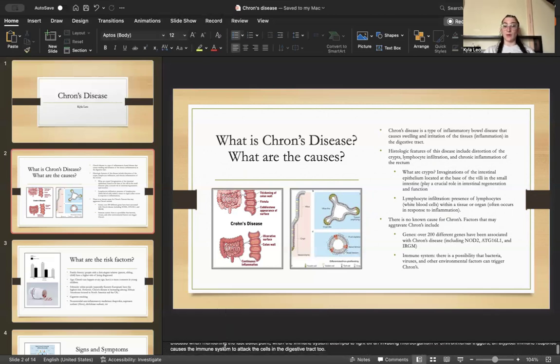When it comes to causes for Crohn's, there is no specific cause, but there are factors that they feel go into it. One is genes. Over 200 different genes have been associated with Crohn's disease. I displayed some of them up there. And also your immune system. There's a possibility that bacteria, viruses, and other environmental factors can trigger this. This is because when the immune system attempts to fight off an invading microorganism or environmental trigger, an atypical immune response causes the immune system to attack the cells in the digestive tract as well.